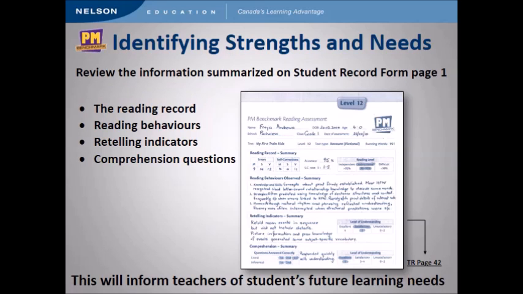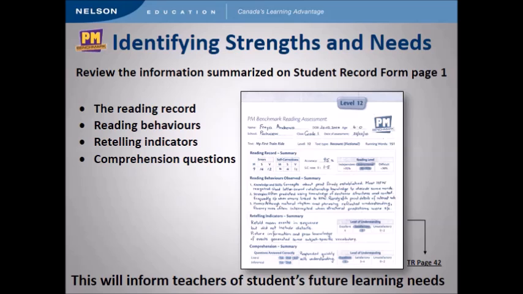We have now identified the reading level of text required for instructional purposes, in other words, for guided reading. So now we need to look at what the student needs during that guided reading time. In other words, what strengths did the student bring to the text and what are their needs? We find out this information by reviewing what we've summarized on page 1 of the student record form.